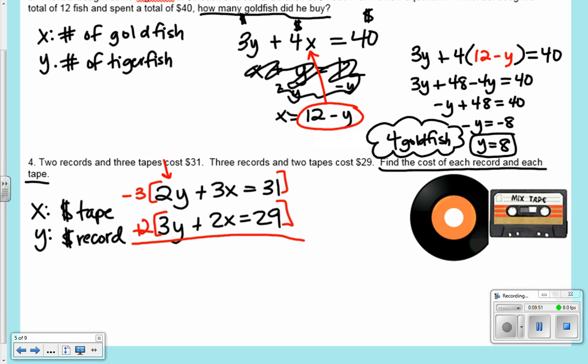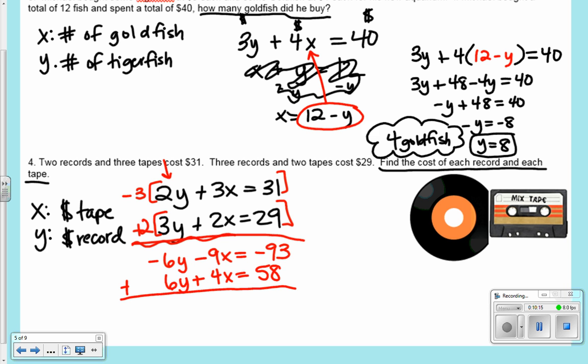Alrighty? Thinking ahead and I'm concerned. Oh, no, I'm not. Okay, so forget about this line. I'm not adding it. So I've got -6y minus 9x equals negative 93. In the bottom equation, I've got 6y plus 4x equals 58. Now I am ready to add because these y's are going to eliminate.